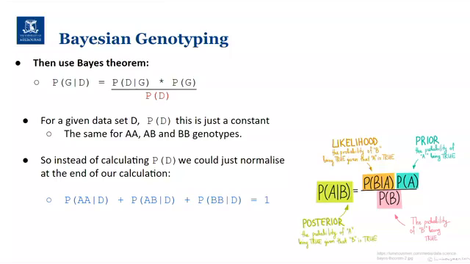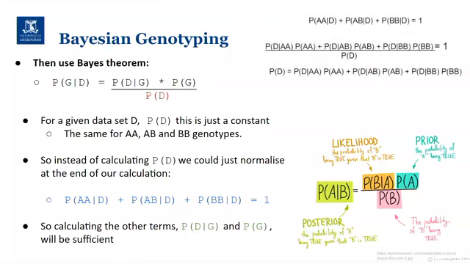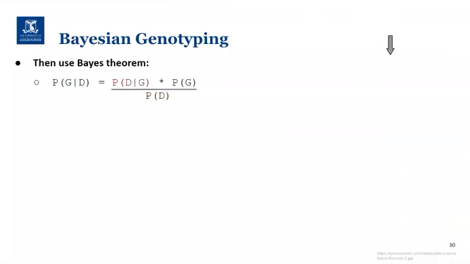Okay? So instead of calculating P(D) directly, we only need to calculate P(D given G) and P(G). Basically because we can express this like this. Okay, so we don't need actually to calculate this directly because it's going to be constant. If it's going to be constant, we can just normalize it after the calculation.